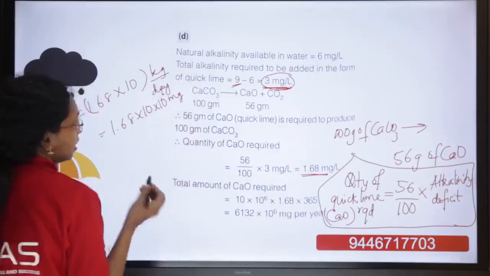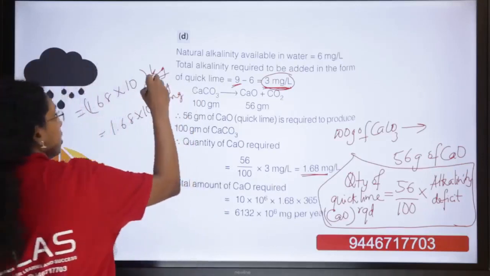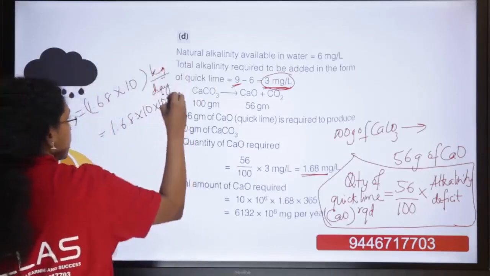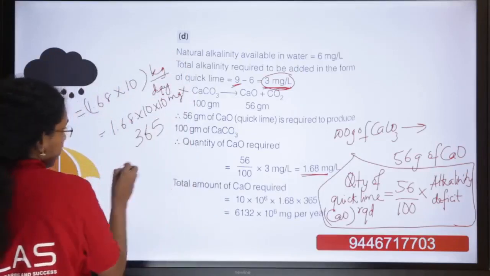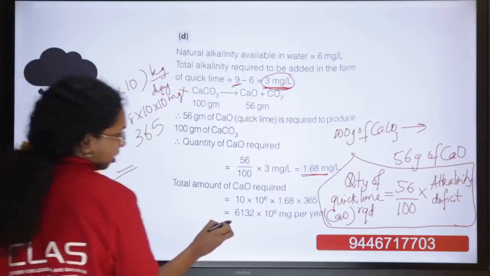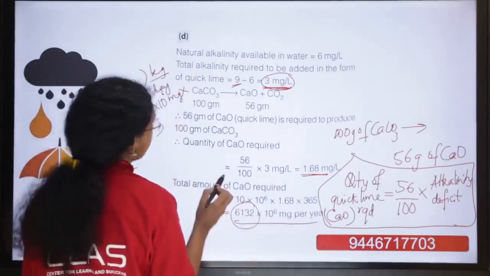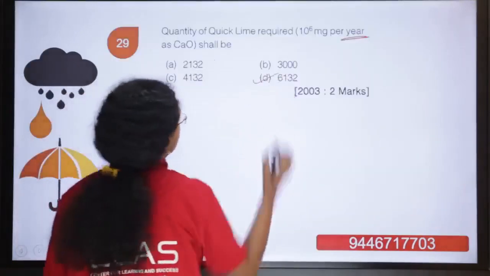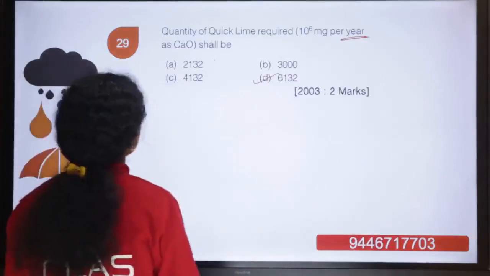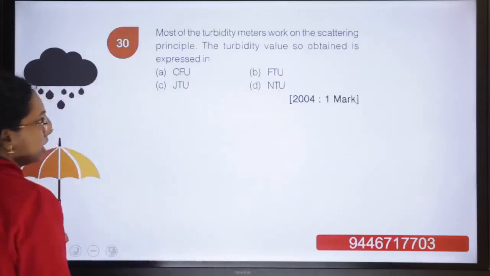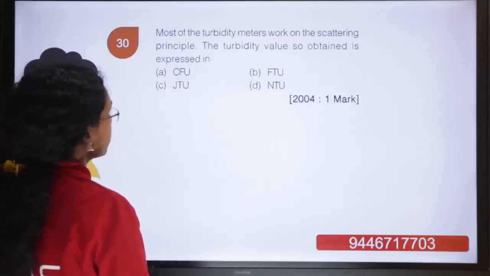Now in order to convert a day into a year, we have to multiply by 365. That will be the final answer that we get. It is 6132 into 10 raised to 6 milligram per year. So this is the answer that we require, 6132. That is the answer. Hope it's clear.